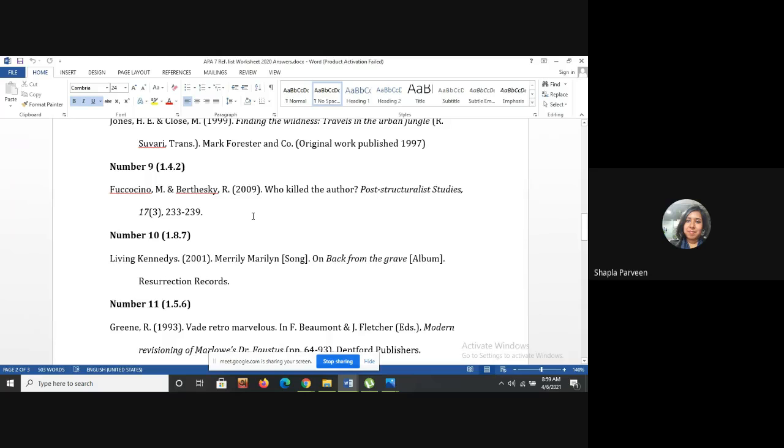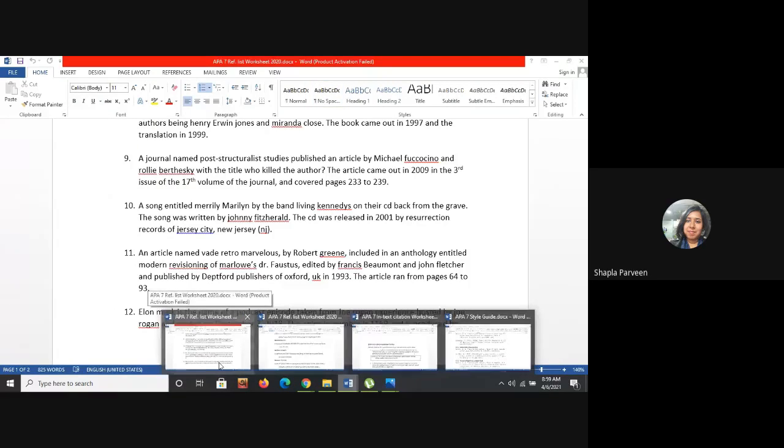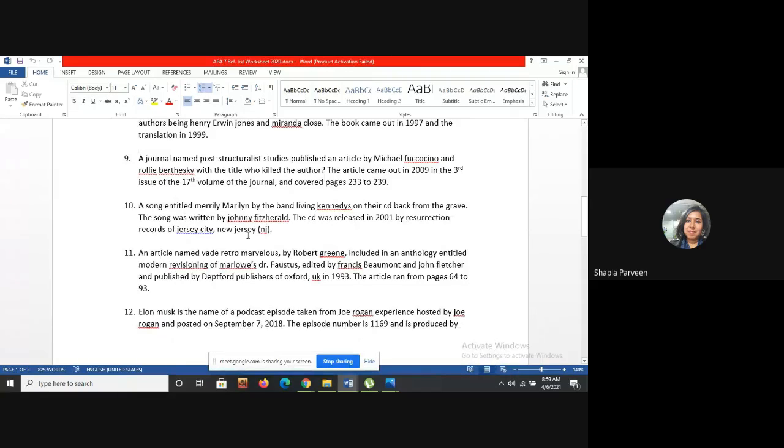All right, so moving on to entry number 10. Entry number 10 is a song entitled Merrily Merlin by the band Living Kennedys on their CD Back from the Grave. The song was written by Johnny Fitzgerald. The CD was released in 2001 by Resurrection Records of Jersey City, New Jersey.